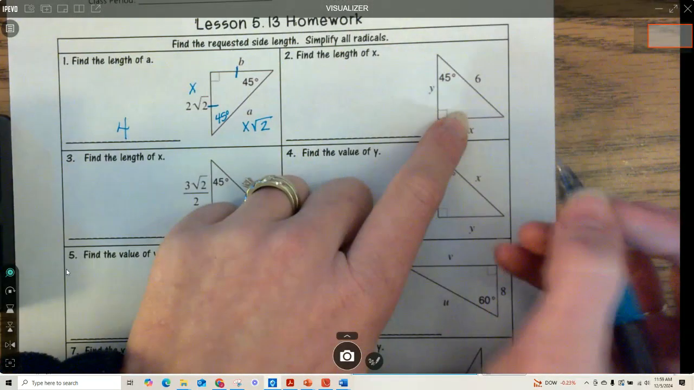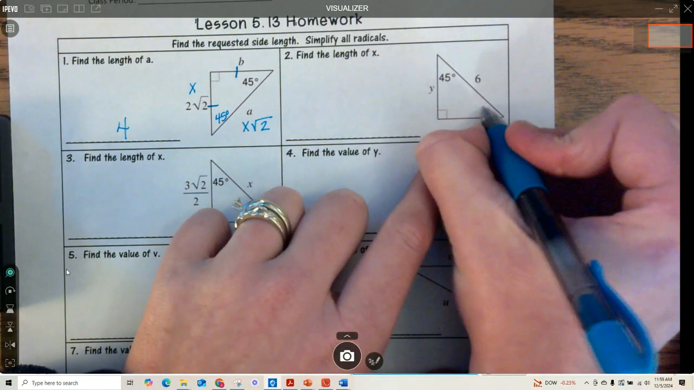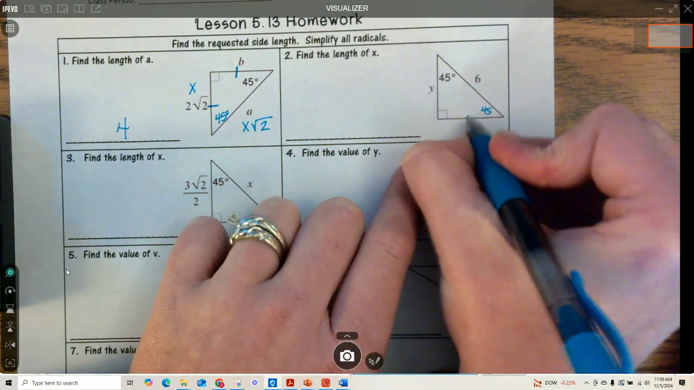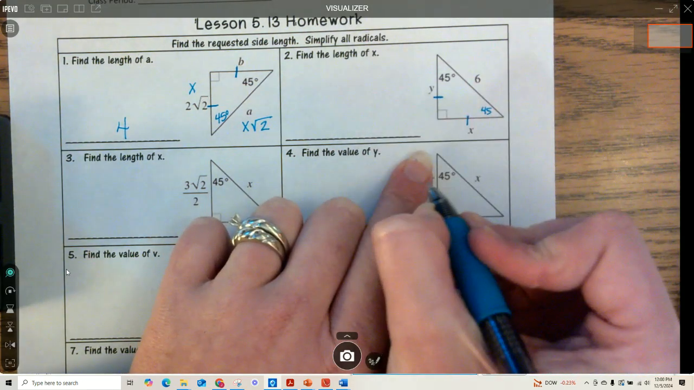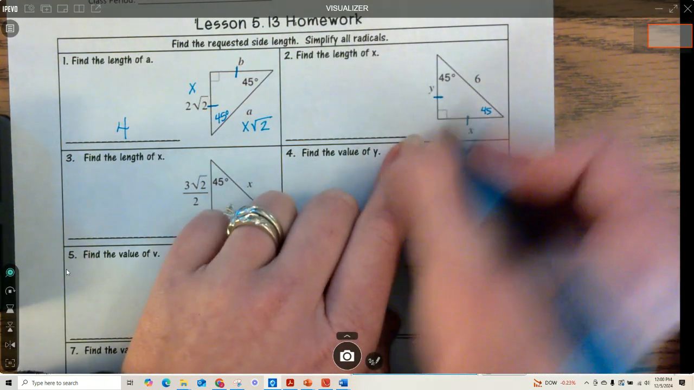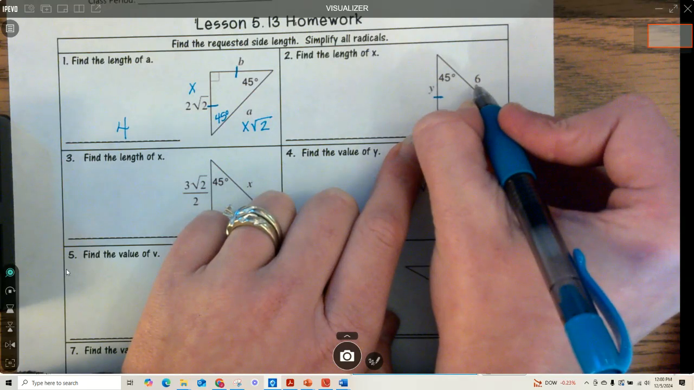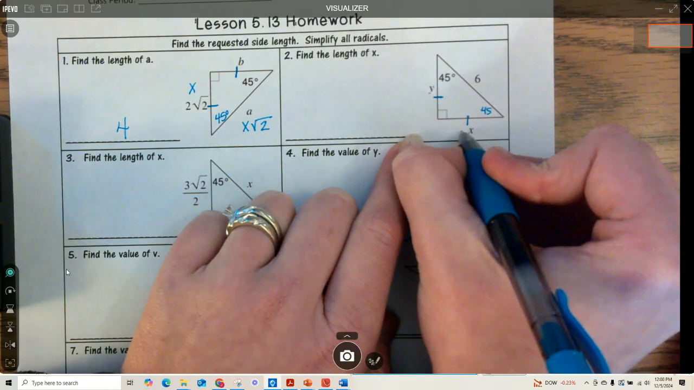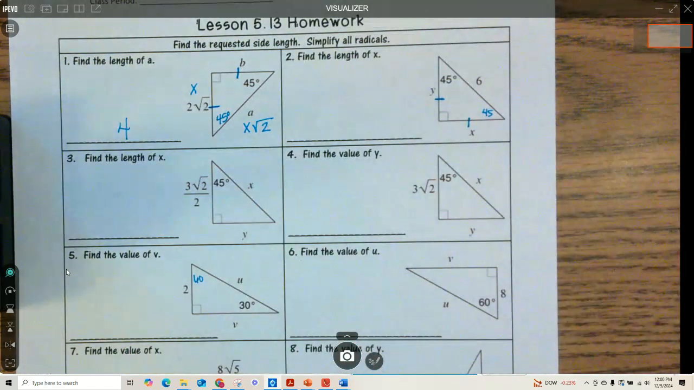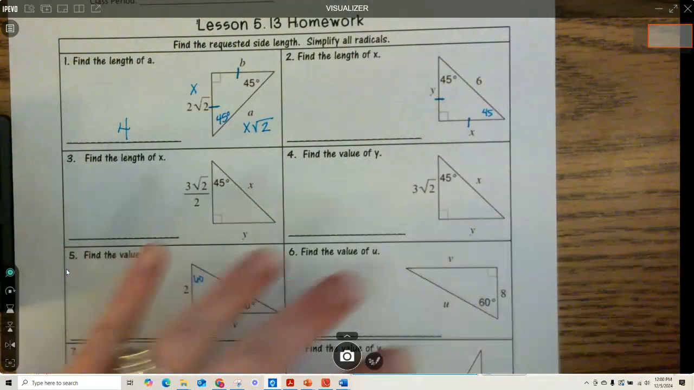Here's another 45 special, right? These are the legs. The hypotenuse is always opposite the right angle. So we want to find what x is. This one's a little bit different.